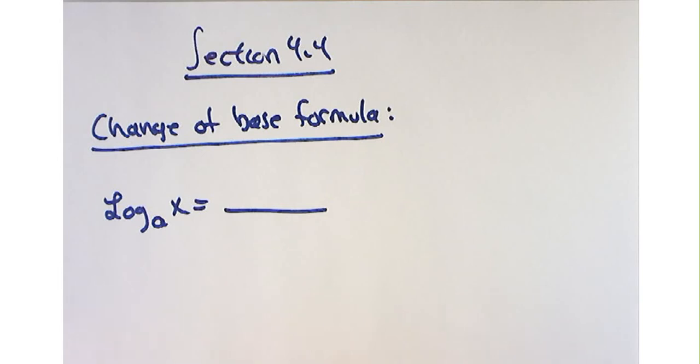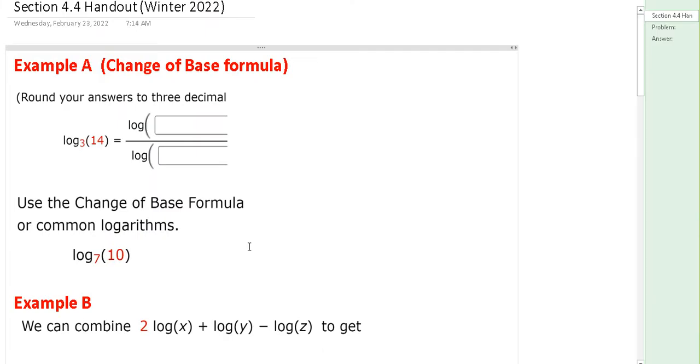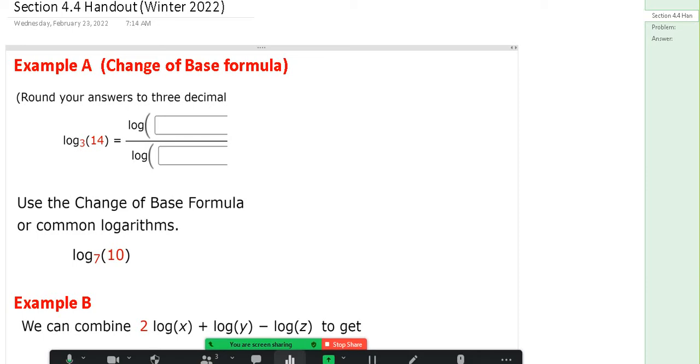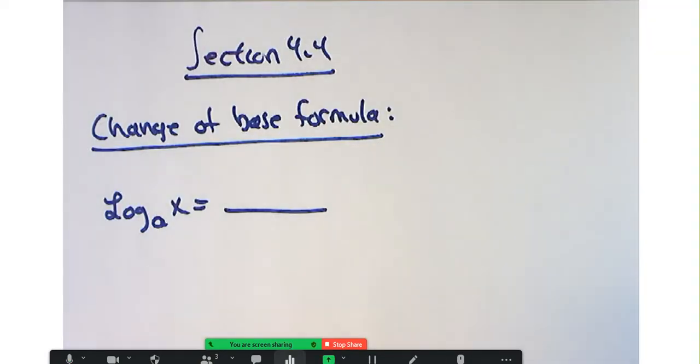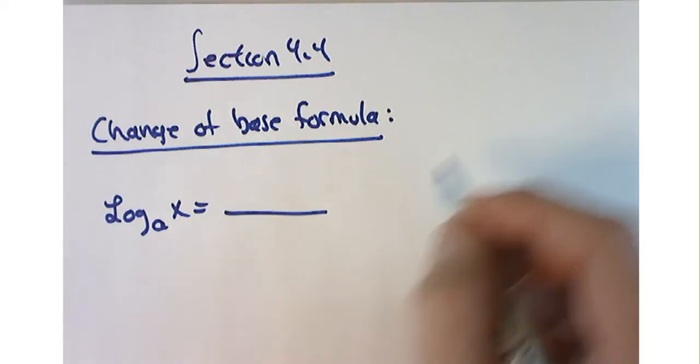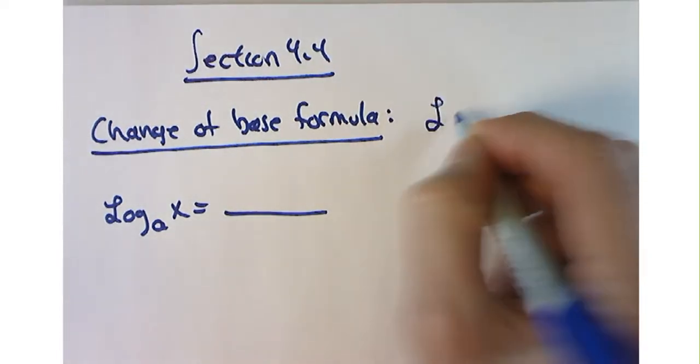So section 4.4, we're going to explore a lot of the properties of logarithms. Now we're going to start with what's called the change of base formula. In fact, I think that's going to be for calculating log base 3 of 14. Unfortunately your calculator only has 2 bases on it typically, at least on the front of the calculator.